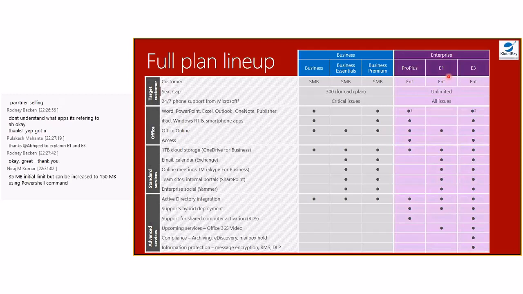Attachment size remains the same for 150 MB, with e-discovery, mailbox hold, encryption, RMS, and DLP enabled by default in E3. So if you have an Enterprise E3 plan with Exchange Online, in E3 you will definitely be getting Exchange Plan 2. So you will be getting all these features.